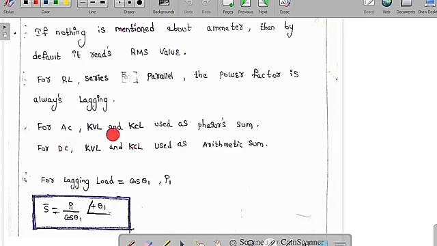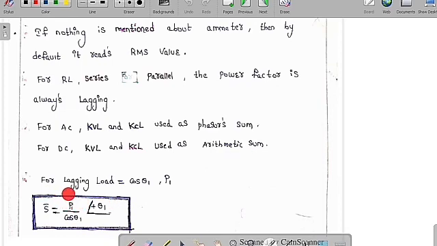For AC, KVL and KCL are used as phasor sums, whereas for DC, KVL and KCL are used as arithmetic sums. So for DC analysis we use KVL and KCL as an arithmetic sum, whereas for AC circuits we use KCL and KVL as a vector or phasor sum.